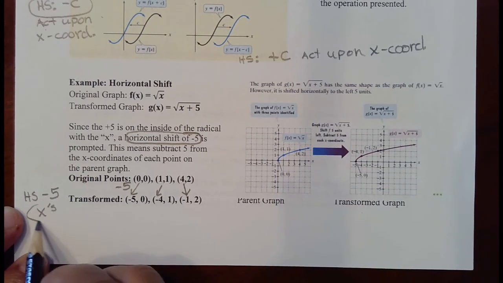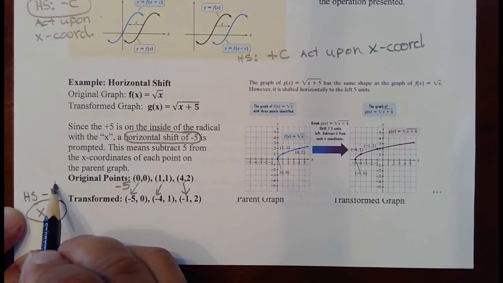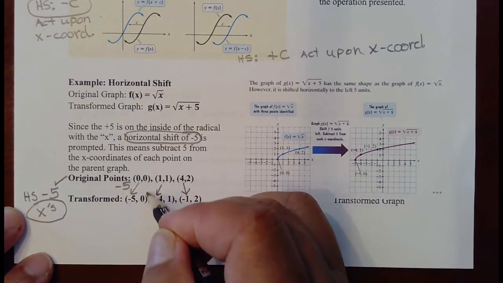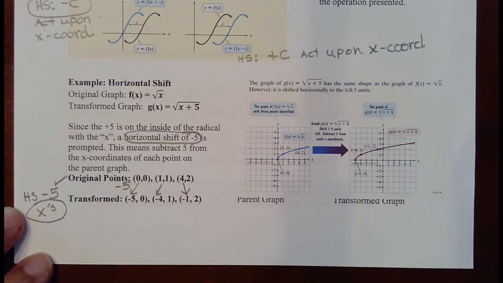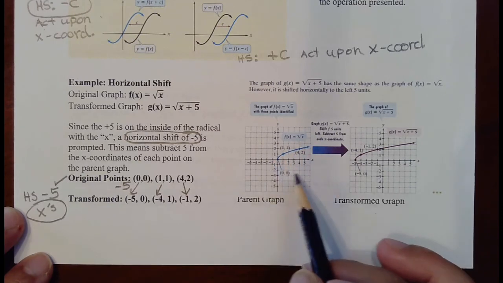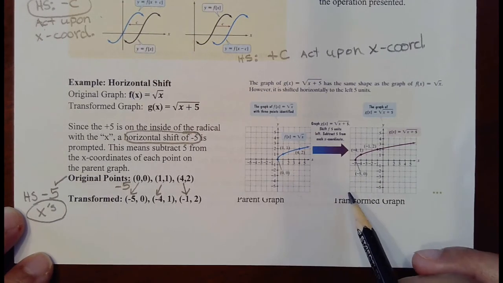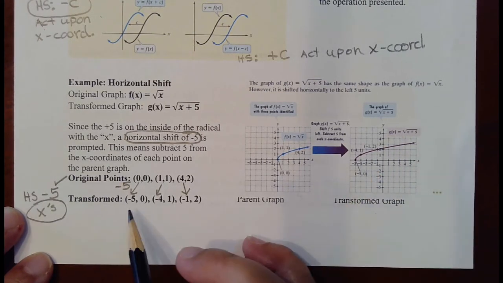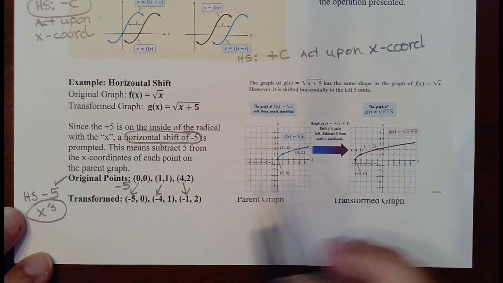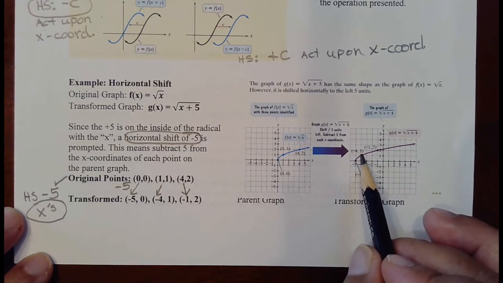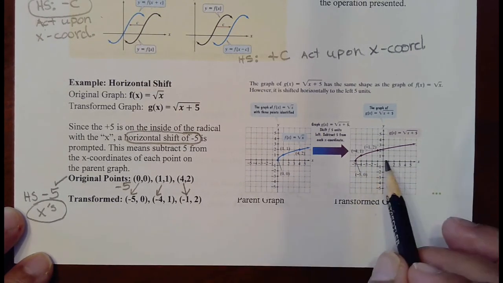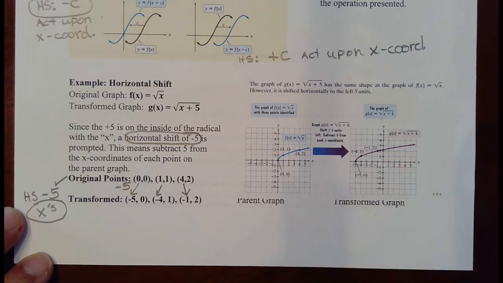So now plotting these new points and making sure to preserve this same shape, we are getting, let's see, (-5, 0) right there. Then we also plotted (-4, 1), and we also plotted (-1, 2), preserving the same shape as the original. And in doing so, we forced this graph to move 5 units to the left and acted out what's called a horizontal shift.